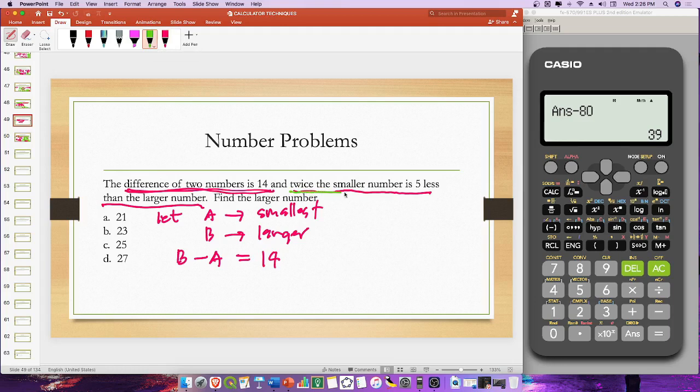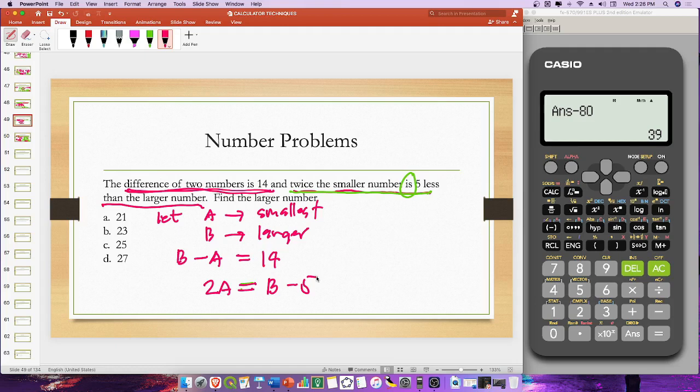According to the next statement, twice the smaller number. So what is our smaller number? A. So twice the smaller number. Okay, take note of this verb, is. So "is" in mathematical sentences is equivalent to the equal sign in your mathematical equation. So according to this, twice the smaller number, that's 2a, is, or equal sign, 5 less than the larger number. So 5 less than the larger number, you can write that as 5 minus b. So that's how you write your equation.